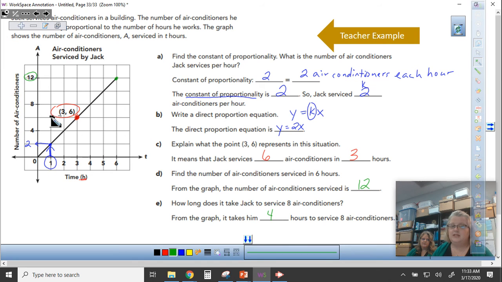Real quickly, we know that this is a direct proportion because of these 3 things. The graph is a straight line. The graph hits (0, 0), which means it hits the origin, this corner right down here. And the graph is increasing. Those 3 things have to be true for this graph to be a direct proportion. So all of these things together show us that this relationship between air conditioners and hours is a direct proportion.